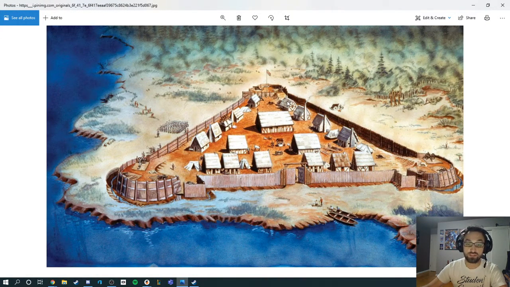So the first question asks about geography, which means the land. What is the land like around the settlement? So look at the ocean, look at the surrounding earth, and make an observation about that, make a claim. What is the geography like around Jamestown?